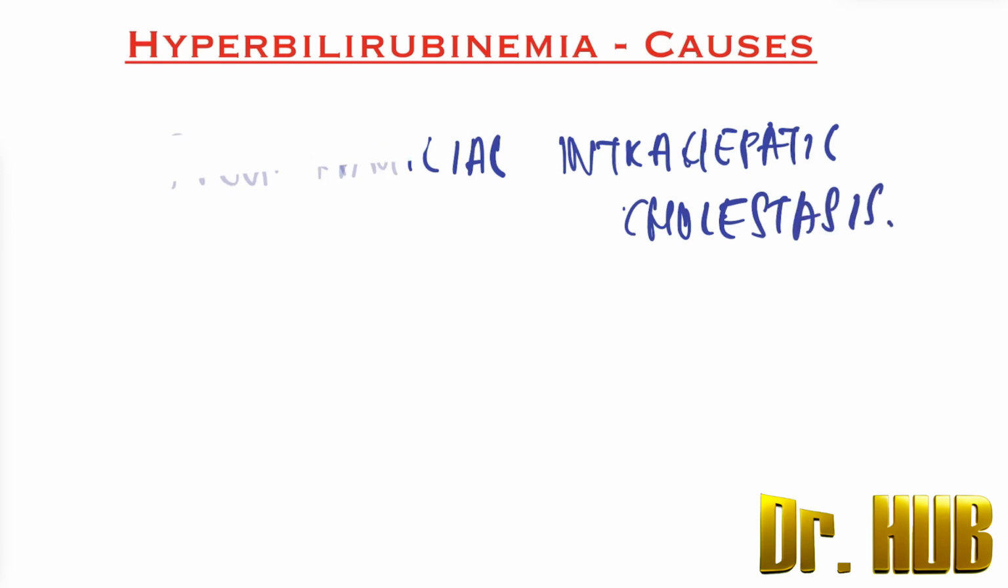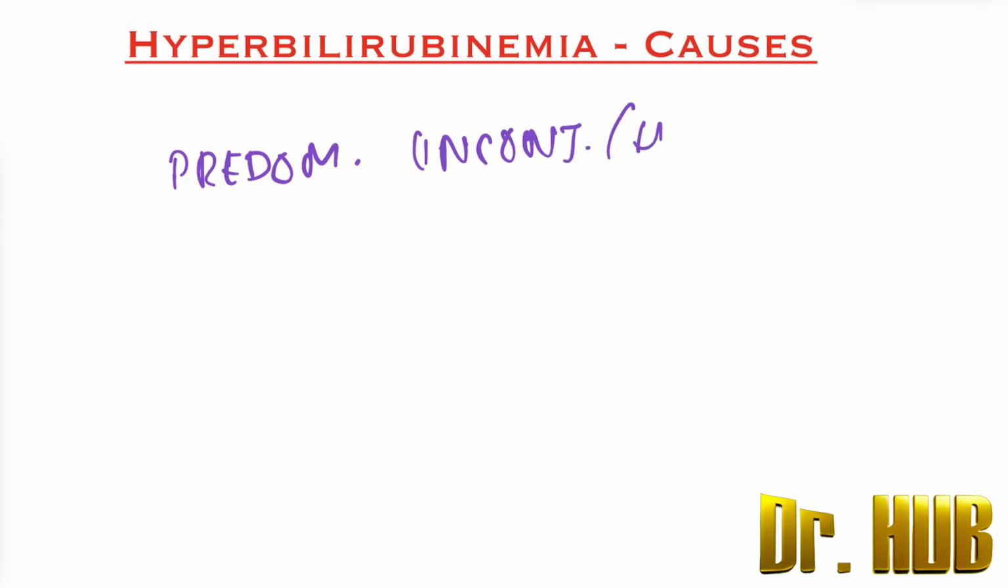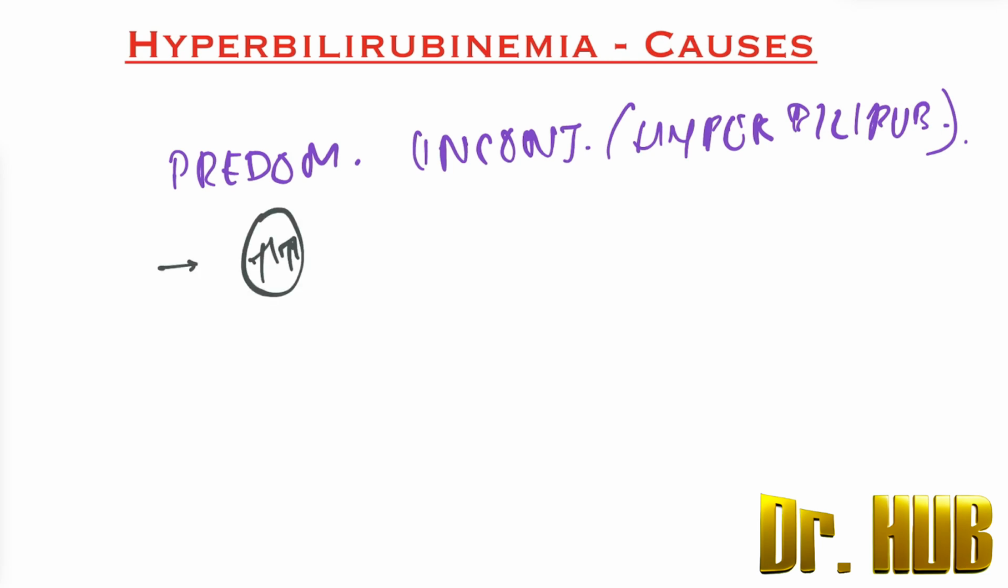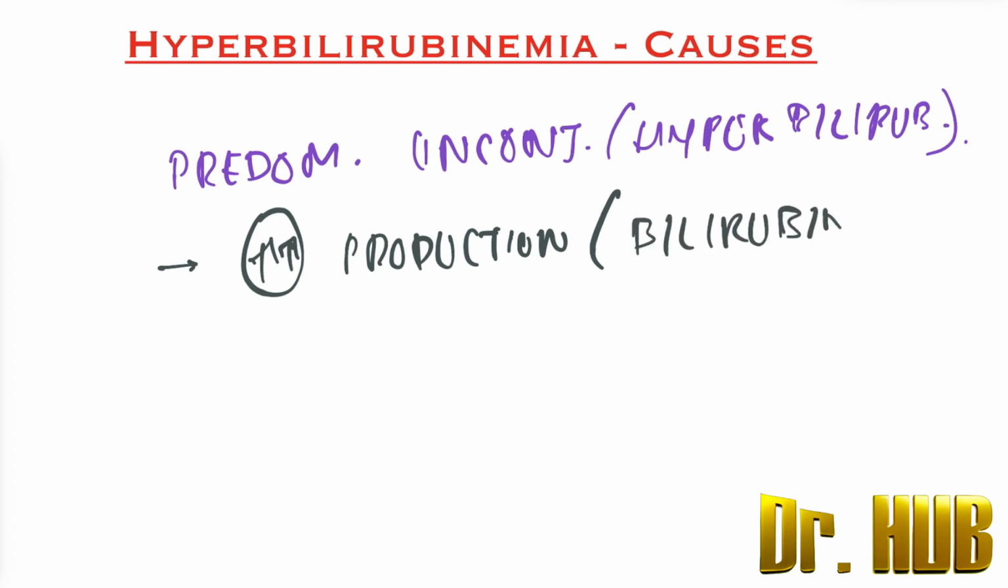Now let's look at the predominantly unconjugated hyperbilirubinemia. This includes the excess production of bilirubin, which is significantly increasing.